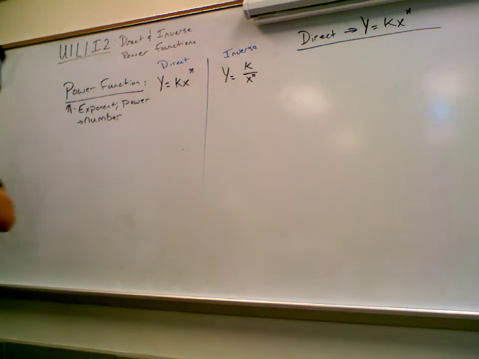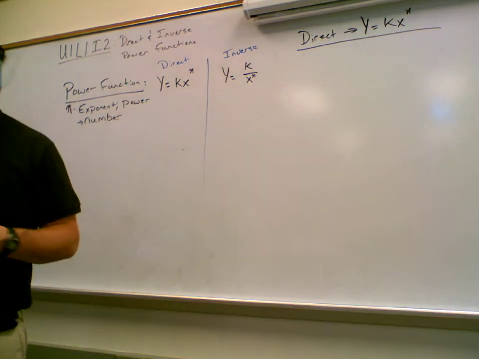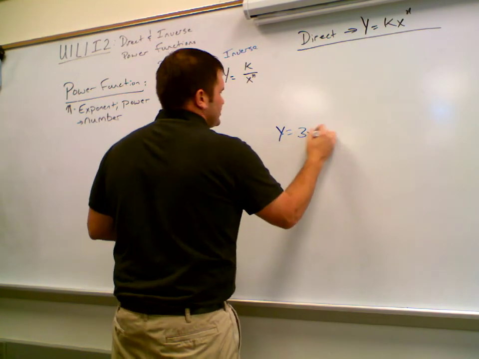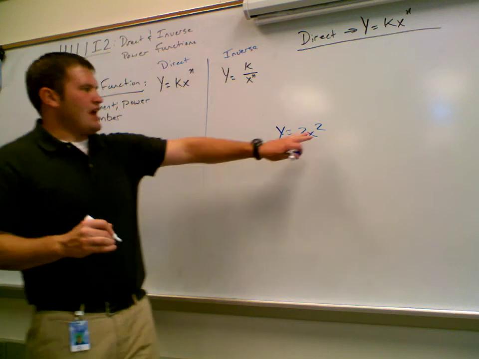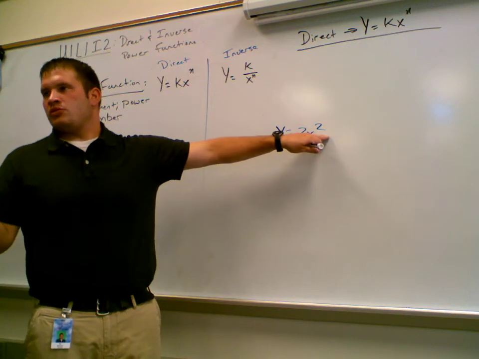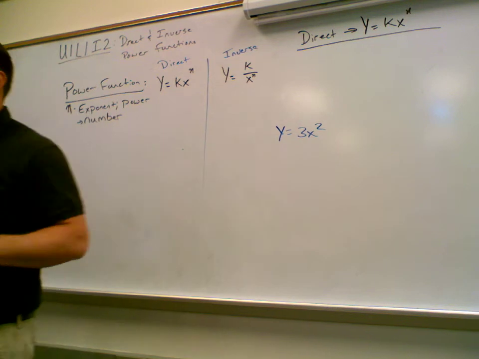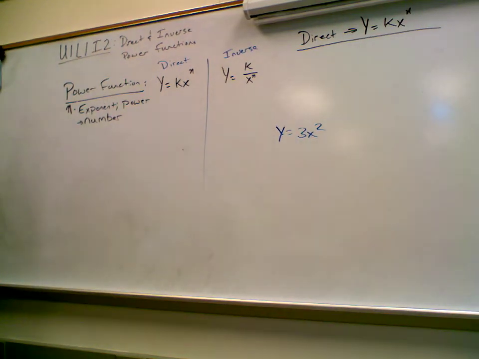So it's like y equals 3x squared, so the n is 2. It's a number. Does that make sense? Is that cleared up or no? Okay. So n is an exponent.